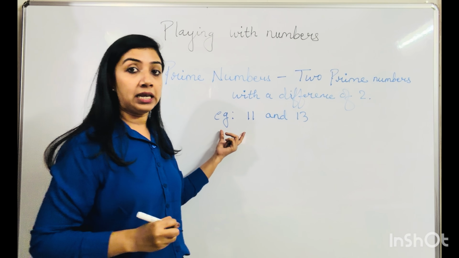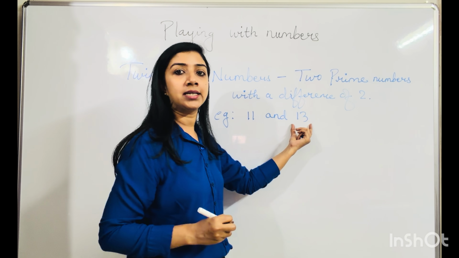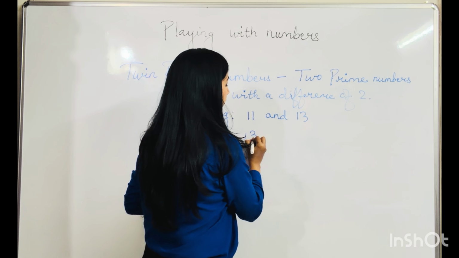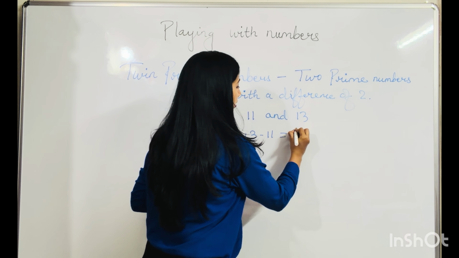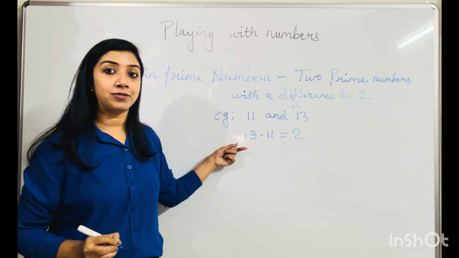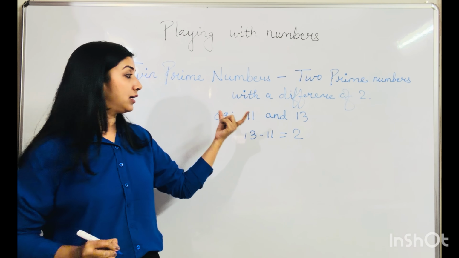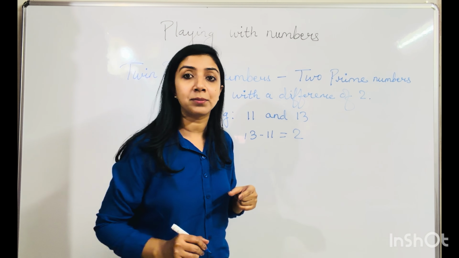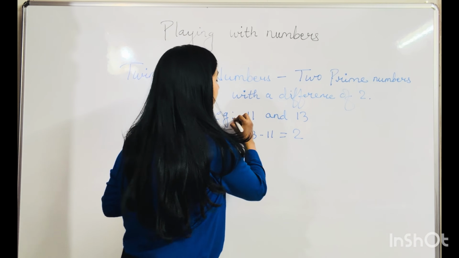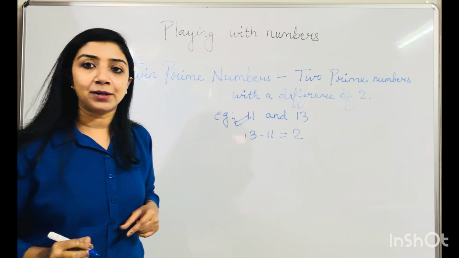Okay. 11 is a prime number, 13 is a prime number. Now let's see the difference. 13 minus 11 is 2. So can we say 11 and 13 as twin prime numbers? Yes. So 11 and 13 are twin prime numbers.